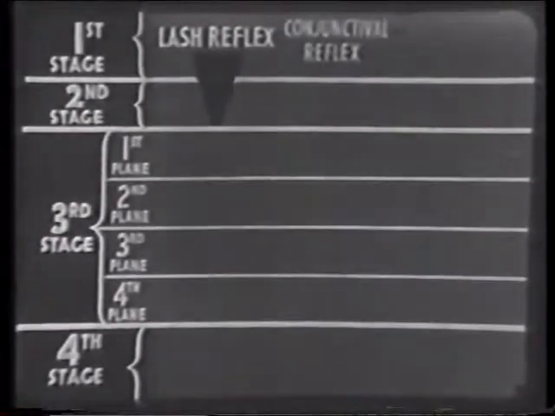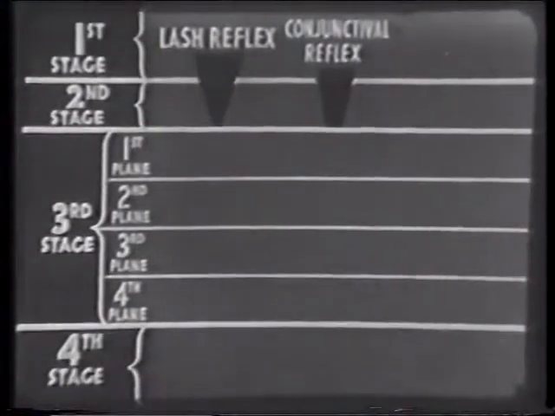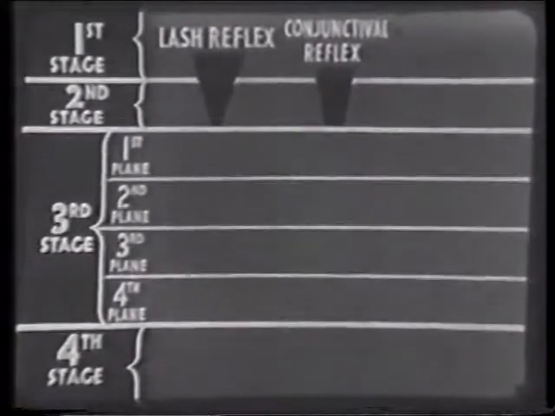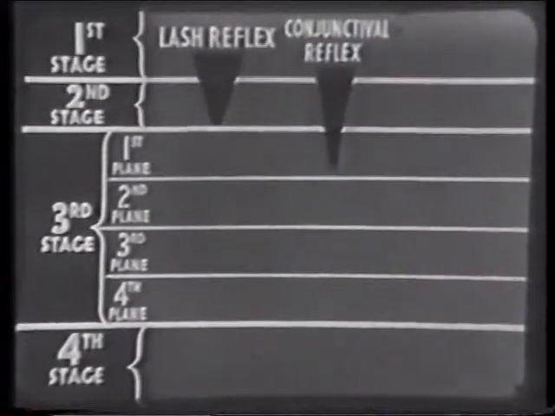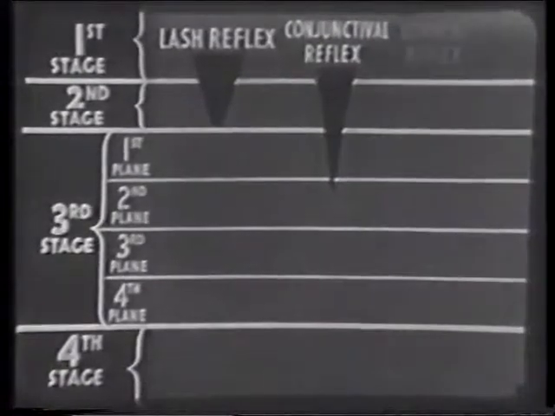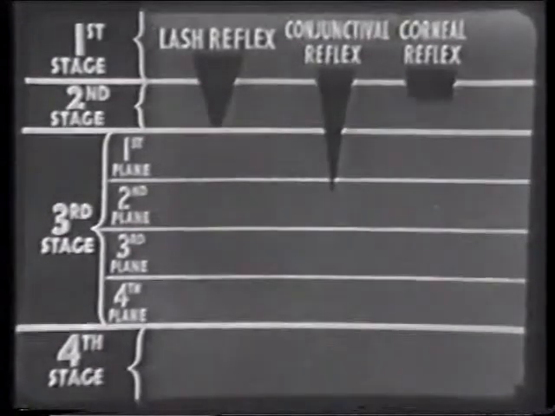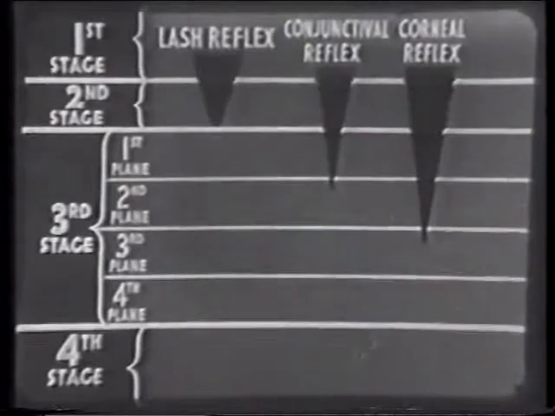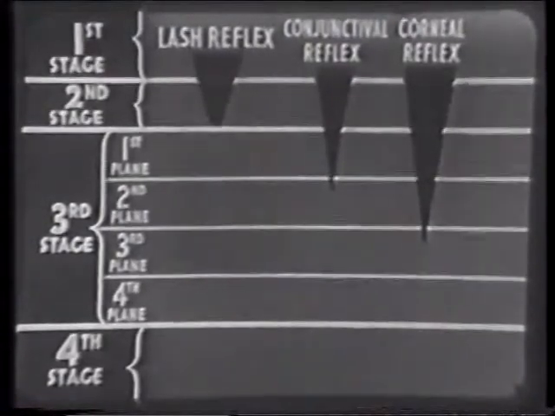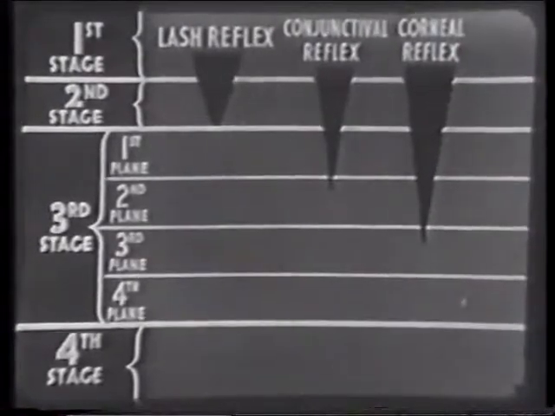The conjunctival reflex is brisk in the second stage, gradually diminishing in intensity, and is lost by the second plane of the third stage. The corneal reflex is lost by the third plane of the third stage. Both these reflexes are very variable. While their presence confirms that anesthesia is above a certain depth, their absence means nothing. The next sign to consider is the position of the eyes and the eye movements.